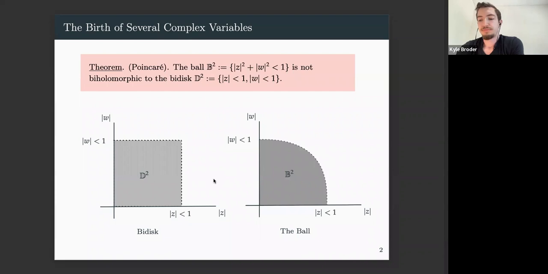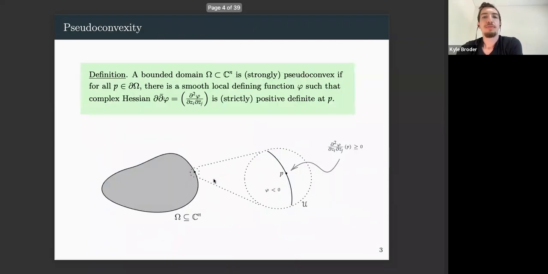Okay, so there are many reasons for why there fails to be a biholomorphism between the ball and the bidisk. But the main reason I'm going to concentrate on here is due to an additional convexity property of the boundary, which doesn't manifest for one-dimensional domains. So we'll say that a bounded domain is strongly pseudoconvex if for each point on the boundary, we can find a smooth local defining function for which the complex Hessian is strictly positive definite at that point.